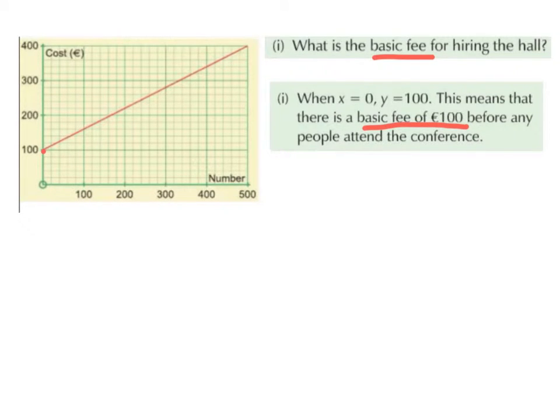If, for example, the graph had started at this point here, this would mean that the basic fee was €200. So it cost €200 before anyone attended the conference. And likewise, if the line had started up here, the basic fee would be €300 before anyone attended the conference. If the graph had started down here, it would mean that there was no basic fee.